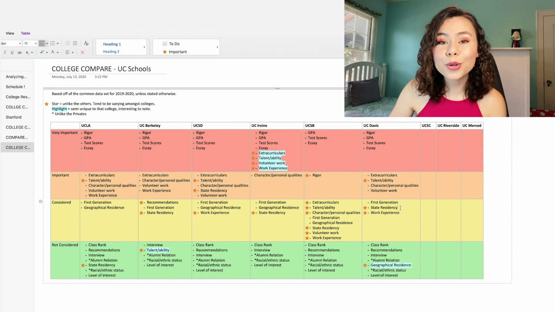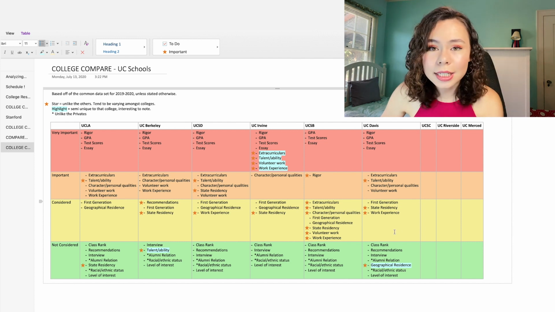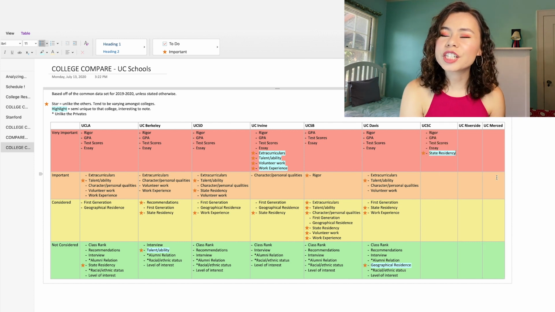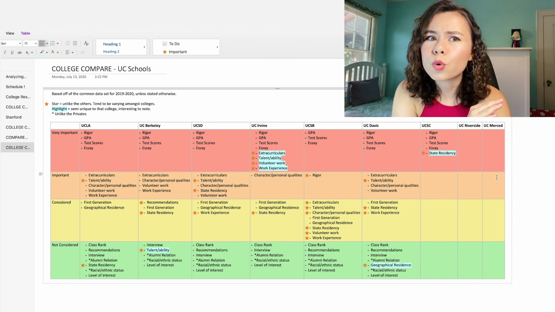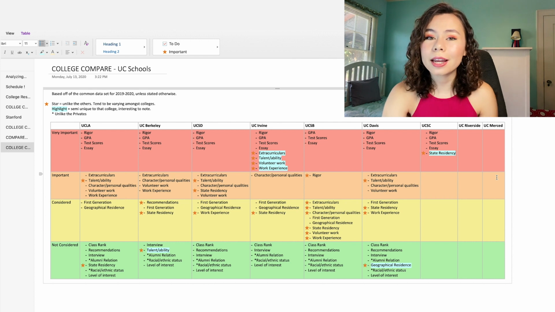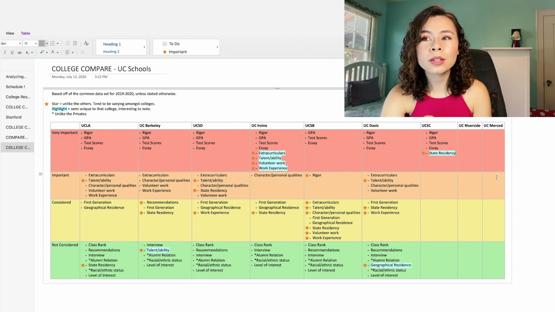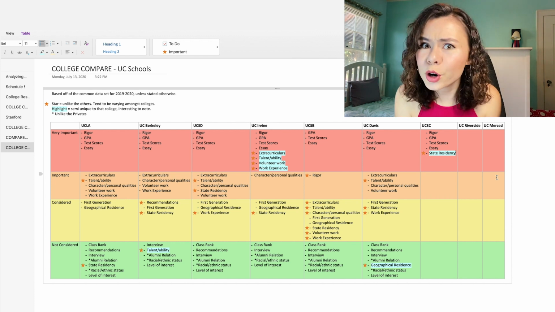Now let's move on to UC Santa Cruz Banana Slugs. For very important, we've got rigor, GPA, test scores, essay, and state residency. Whoa, that's shocking. To put state residency in very important, usually it's considered, but very important.